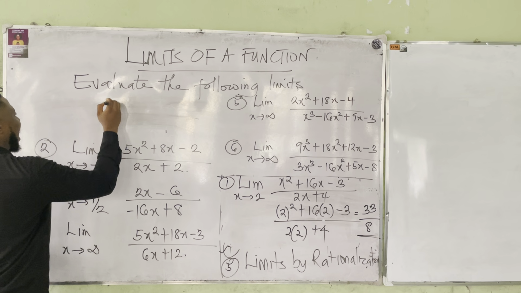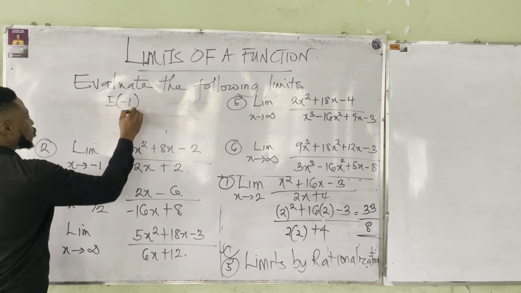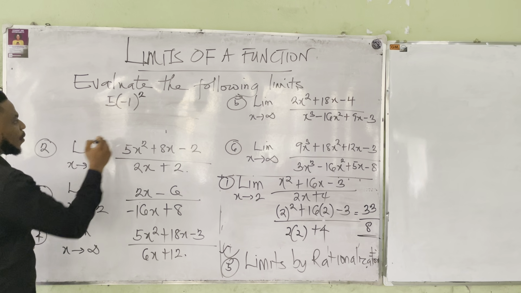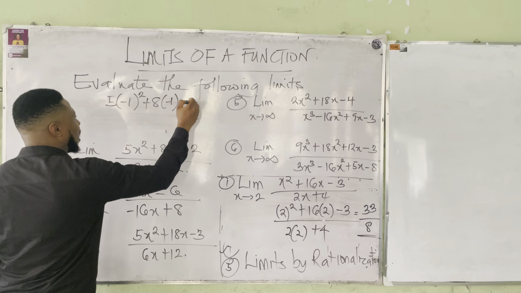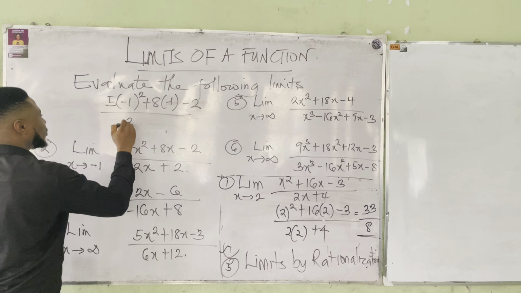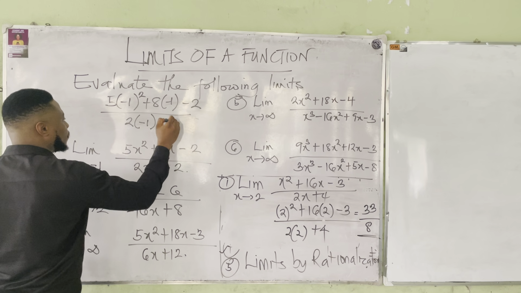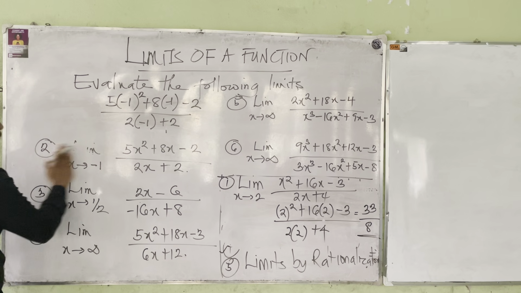Now, we have 5 times minus 1, all squared, plus 8 times minus 1, minus 2, divided by 2 times minus 1 plus 2. Are we together?